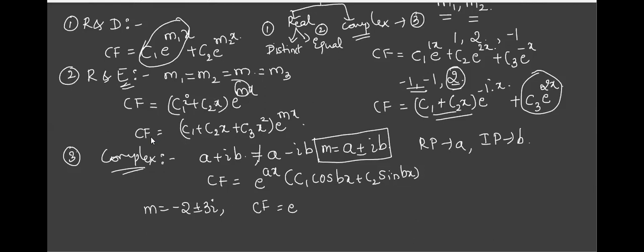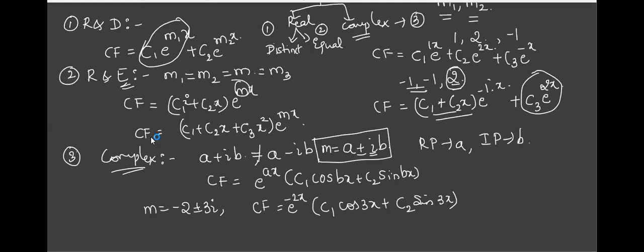e raised to minus 2x. Very good. Into bracket C1 cos 3x plus C2 sin 3x. Hope all of you are getting the part. This is very important. Whenever you get complex, don't say that because of plus or minus it is complex; because of the presence of this i it is complex. Because sometimes you'll get the roots with plus or minus in between. That does not mean it is complex. If there is an i, it is complex.